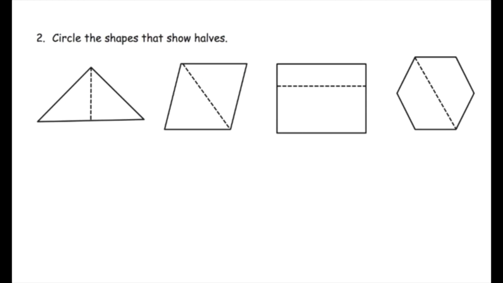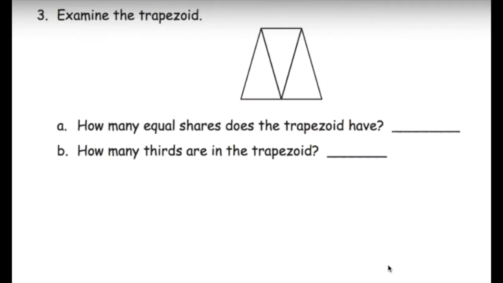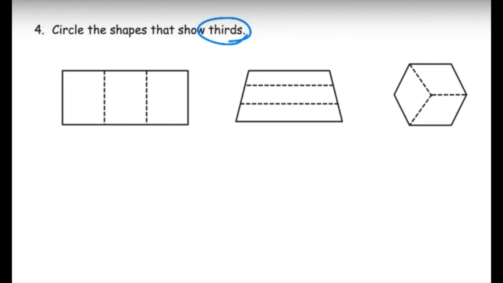Now it's your turn to practice. Circle the shapes that show halves. You can grab a piece of paper and a pencil and draw the ones that you see are halves. Examine this trapezoid. How many equal shares does the trapezoid have? How many thirds are in the trapezoid? Circle the shapes that show thirds.